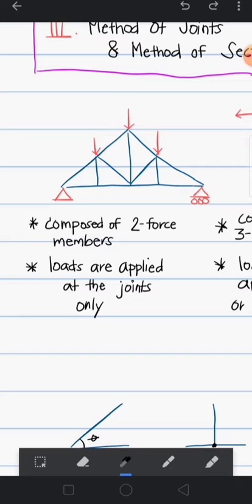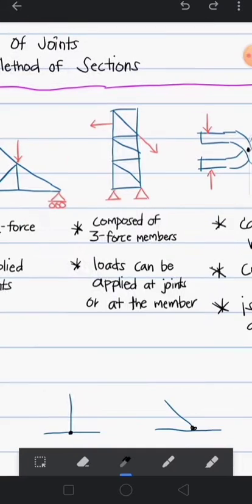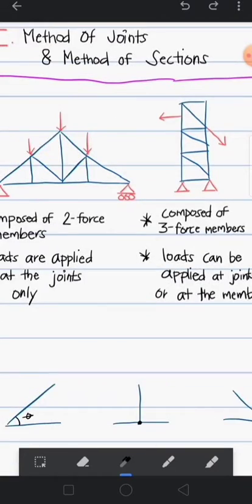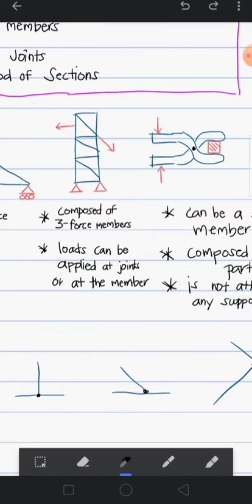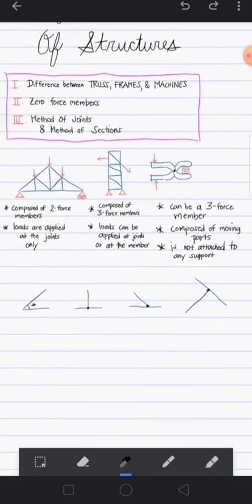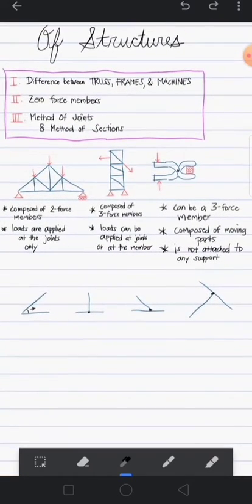Then if a truss is composed of three force members, that would become a frame. So that's the difference between the two. A truss is composed of two force members, while a frame is composed of three force members. In a truss, loads are applied at the joints only, and in a frame, loads can be applied at joints or at the members. Then the third one is a machine. A machine can be a three force member also. It is composed of moving parts.